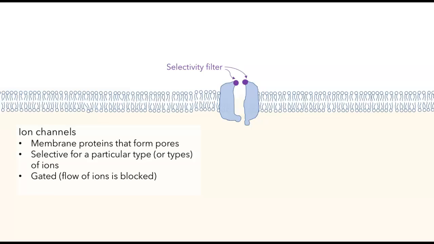Ion channels are also gated so that they act like doors. They're not open all the time. They can either be closed or open, and there'll be a part of the protein that acts as a physical barrier that prevents movement through the pore. We call this the gate. Now sometimes, but not always, ion channels also contain an activation domain, and I'll talk about that in a little bit.